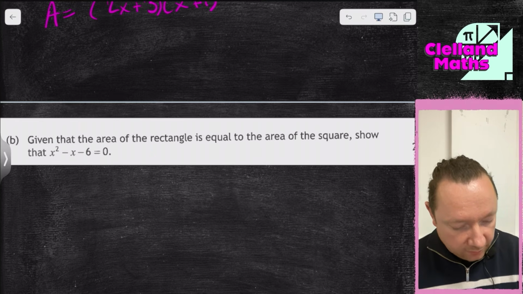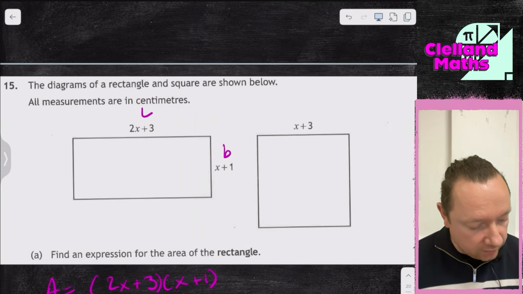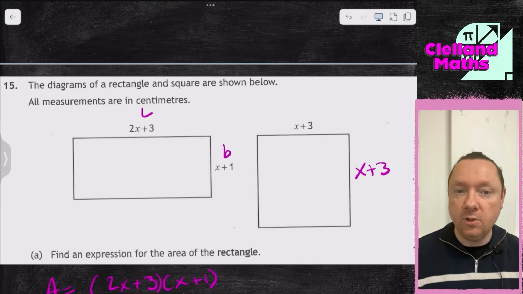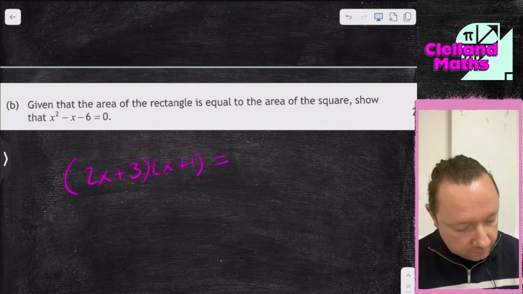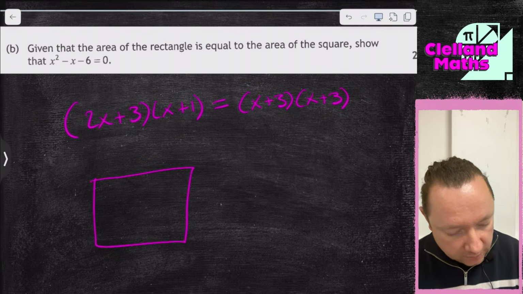Given the area of the rectangle equals the area of the square, show this. So this is your standard thing. There's my area of the rectangle again. And that equals the area of the square, so that's x plus 3 times x plus 3, or x plus 3 all squared. So expanding the brackets any way you want, I'll use my grids.